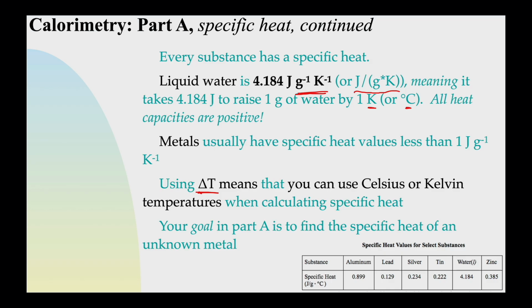Now again, all substances will have some kind of specific heat, and here's just some representative examples. So aluminum, lead, silver, etc. There's water, 4.184. Notice how it says water as a liquid, water as a solid, i.e. ice, and water as a gas, i.e. steam, have different heat capacities than liquid water. So not only do you take into account the phase, you also have to take into account the type of material. Your goal is just to find the heat capacity of your unknown metal.